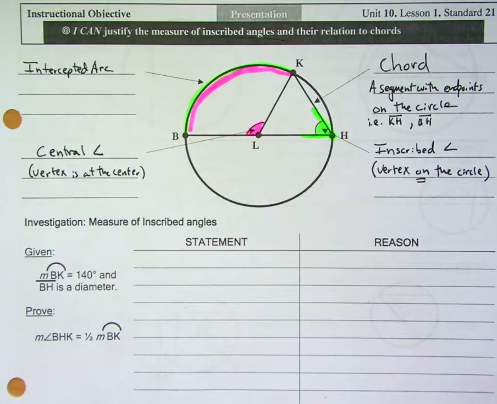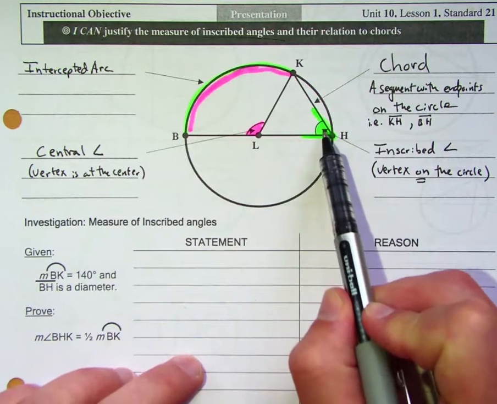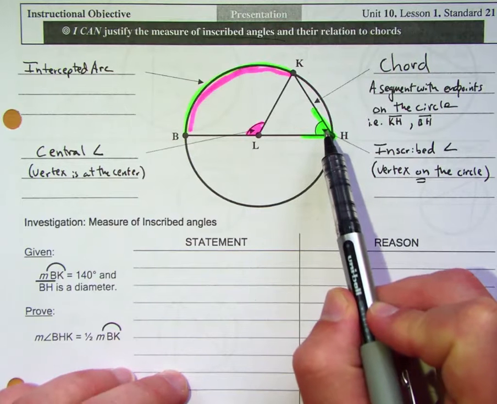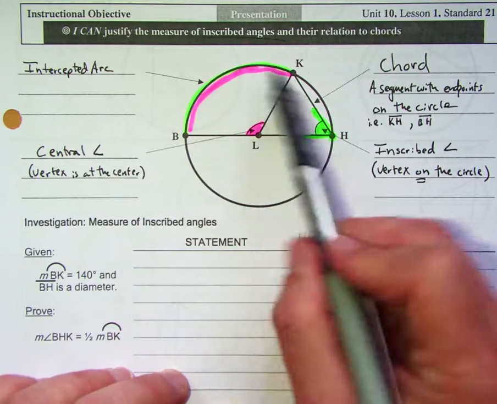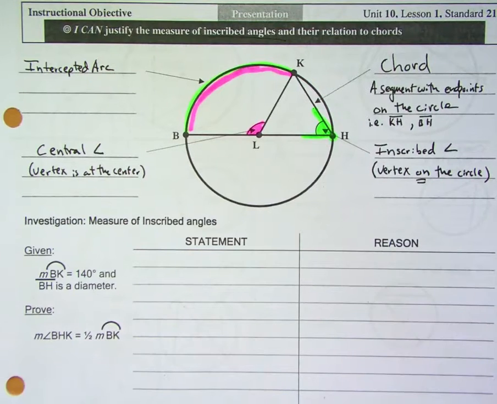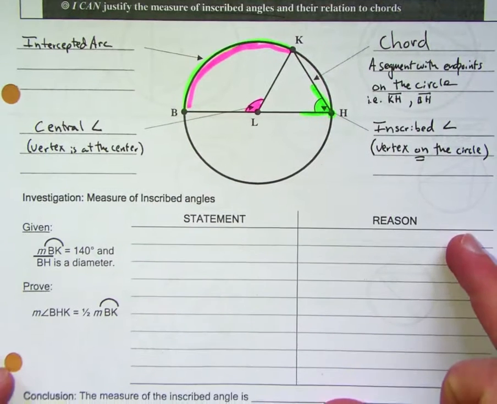And one of our goals is to come up with a relationship. Specifically today, for this inscribed angle, how does it relate to the various chords and the intercepted arcs? What can we figure out for relationships? So we're going to do a little mini investigation to sort this out.